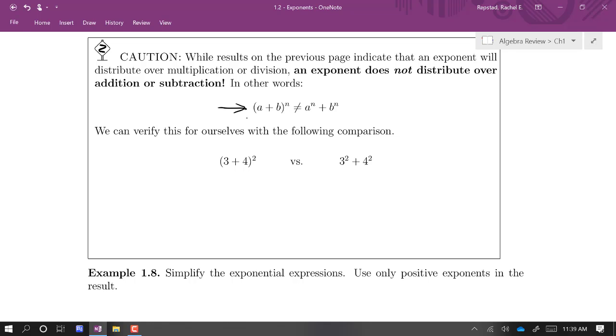And to show you why, to convince you of this, we'll do this quick example. 3 plus 4 squared. Now we know the order of operations.